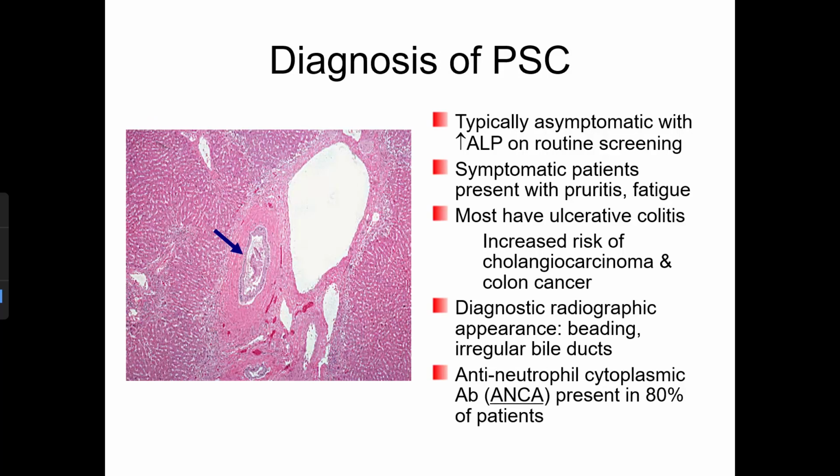Diagnosis: typically asymptomatic with an increase of ALP on routine screening. Symptomatic patients present with pruritus and fatigue. Most have ulcerative colitis. Diagnostic radiographic appearance: beading of irregular bile ducts. Anti-neutrophil cytoplasmic antibody, ANCA, is present in 80% of patients.